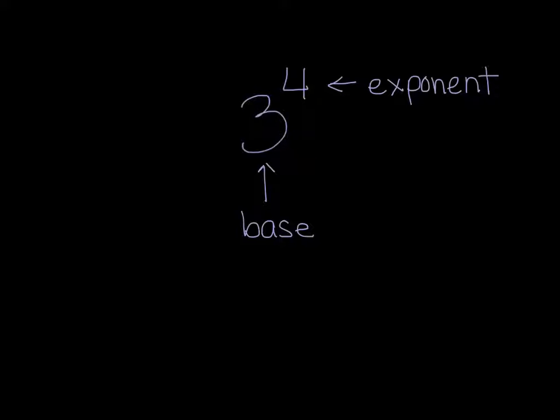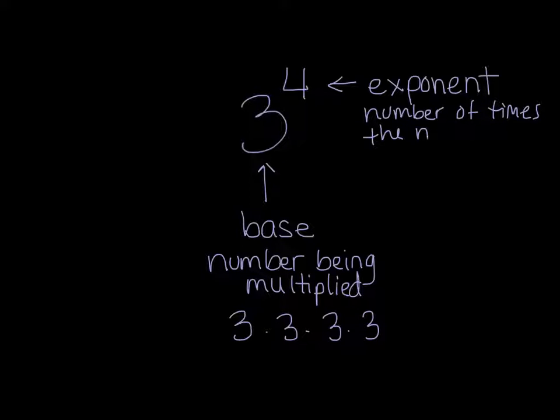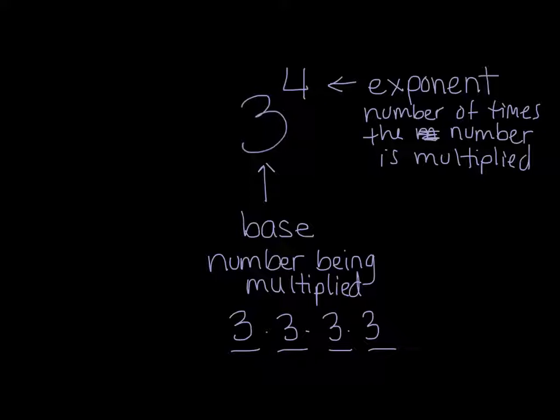What the base does is it tells you the number that is being multiplied. So, in the case of our example before, we have the number 3 being multiplied: 3 times 3 times 3 times 3. The exponent tells you the number of times the number is being multiplied. So in the case of 3 to the 4th power, we have a 3 being multiplied 4 times.